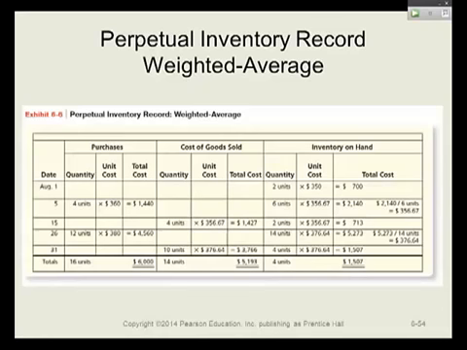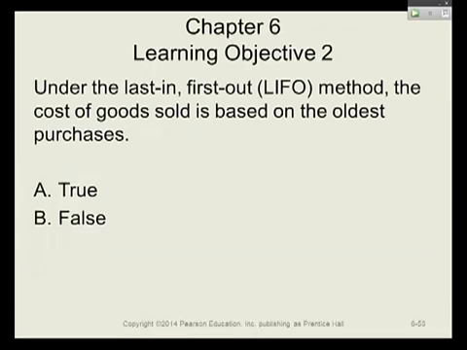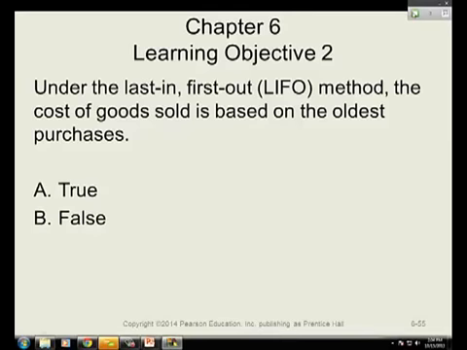All right, so let's get a couple of simple questions out. Let's go to the first one, and the first one says, under the last in, first out method, the cost of goods sold is based on the oldest purchases. Sorry, the clock may not be working, but you should get this one pretty simple.